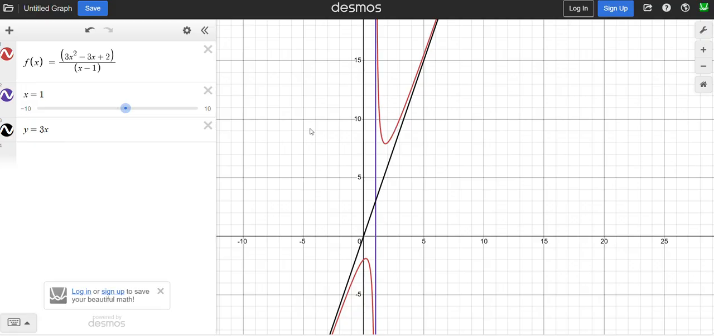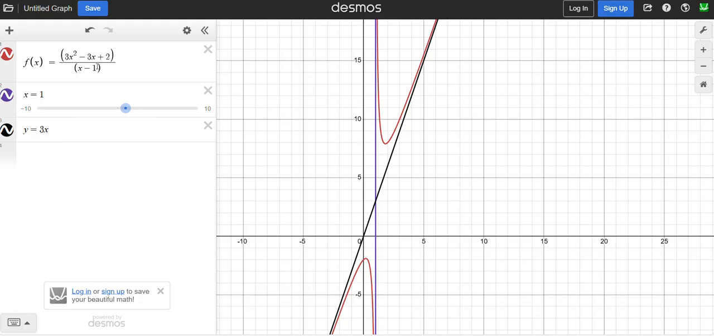What about when x is less than 1? Let's pick a number, -3. So -3 squared is still positive, so that's 3 times a large positive minus 3 times -3, which is also a positive quantity because negative times a negative is positive, plus 2 more, that's still positive. So the entire numerator is positive even when x is less than 1.